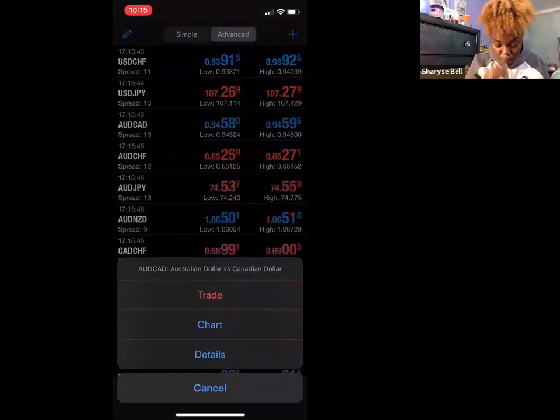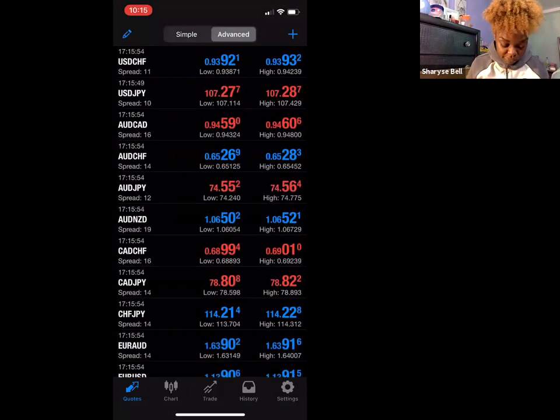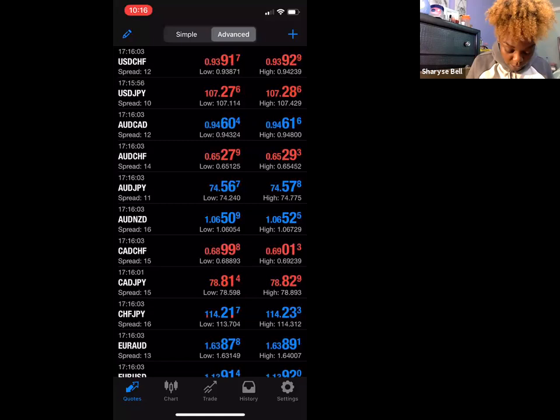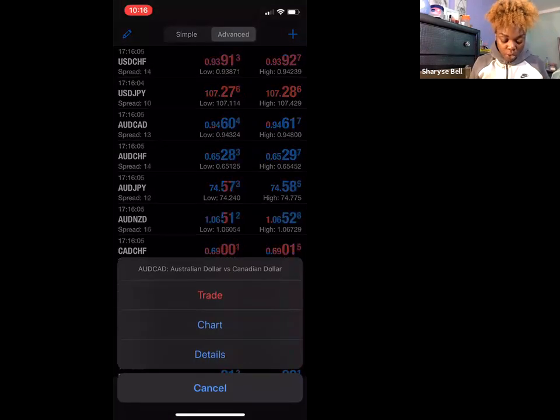And then we have a little menu that pops up. You have trade, you have chart, and then you have details. Details is not too important unless you really want to know specific details of the pair. Honestly, like I mentioned, it's nothing that we need to really worry about, okay? So we go AUD CAD, we're gonna go to either trade or chart.